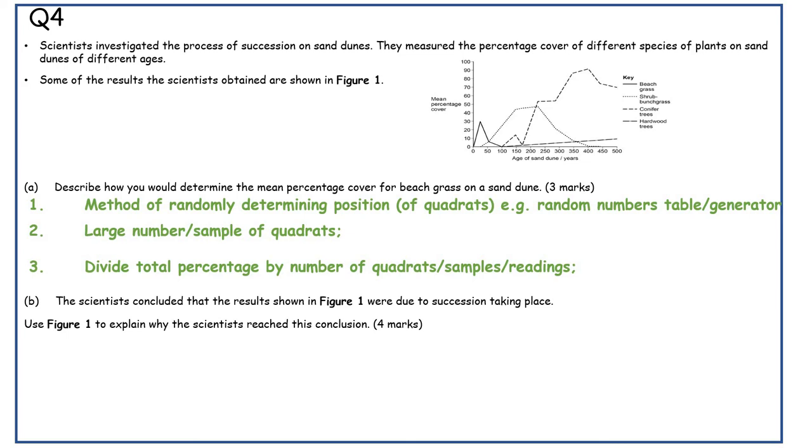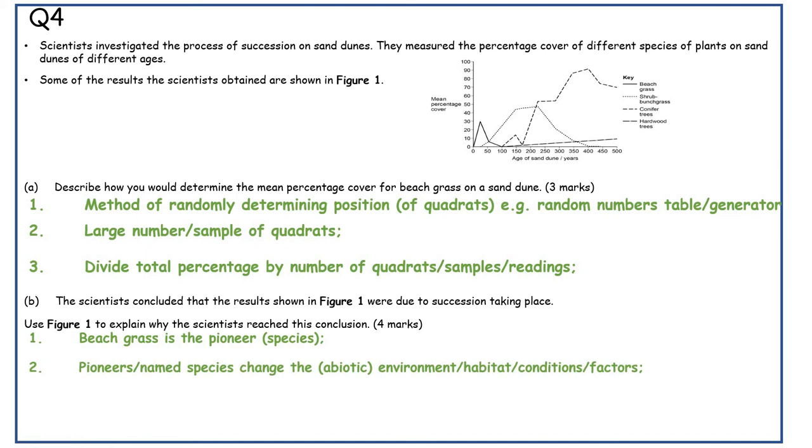The scientists concluded that the results shown in Figure 1 were due to succession taking place. Use Figure 1 to explain why the scientists reached this conclusion. So beach grass, which is here, is the pioneer species. And these pioneers change the environment or habitat or conditions so that they become less hostile, or more suitable, for the shrub bunch grass.